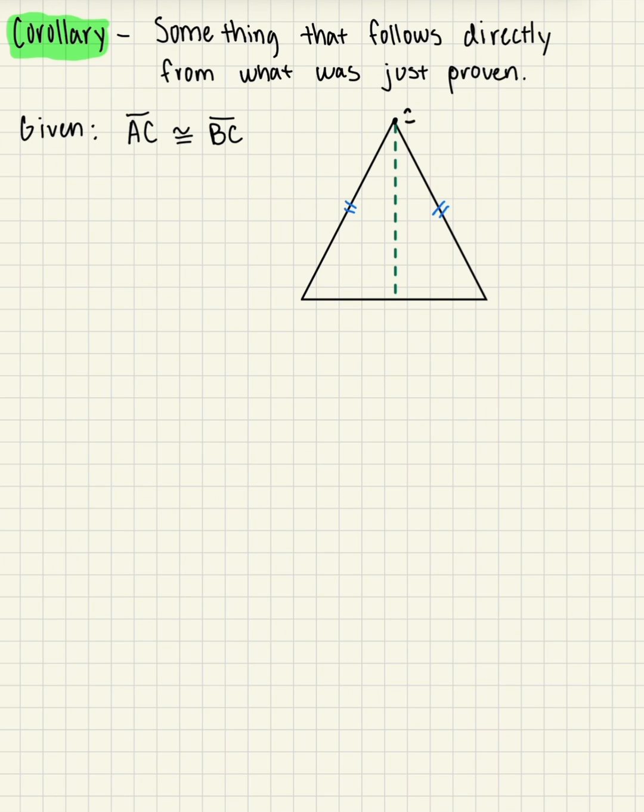And really quick, just in case I forget, this is C, this is B, this will be A. And we'll have a bisector that creates another midpoint, D. So we want to prove that angle alpha is congruent to angle beta. And then we'll have this be angle alpha. And then we'll have this be angle beta.